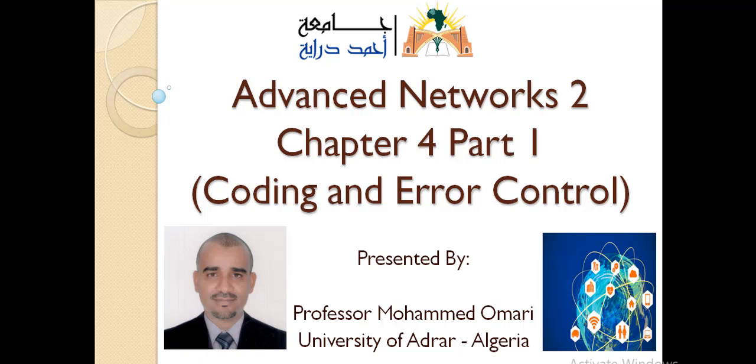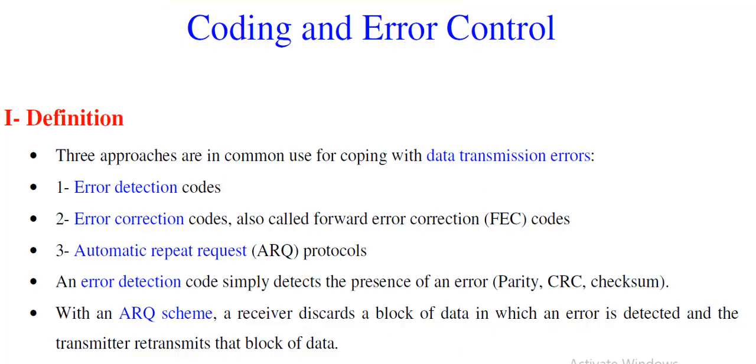Today I'm going to present Chapter 4 of Advanced Networks 2 that deals with coding and error control. So error control is one task of the data link layer. Usually when frames are sent between the sender and the receiver, the frames are checked at the receiver if any error occurred. So the major task here is to try to detect the errors, if any error happened or occurred on the frame.